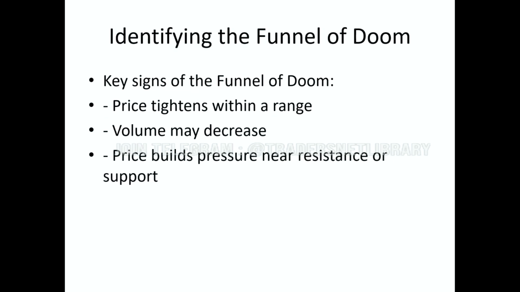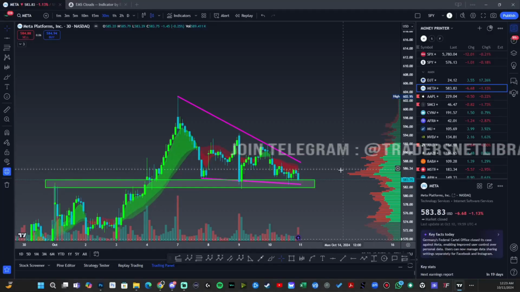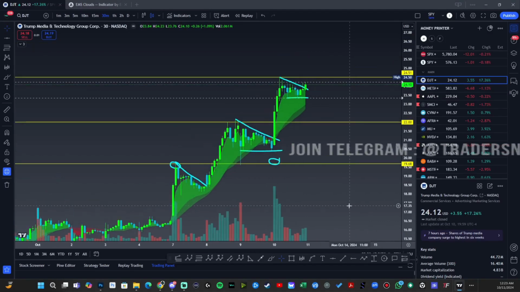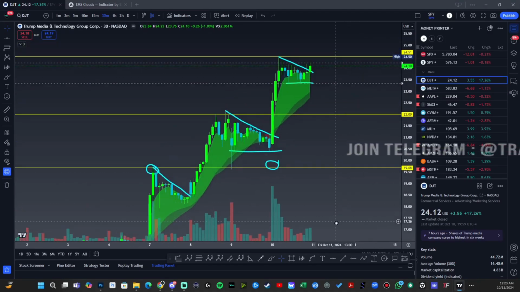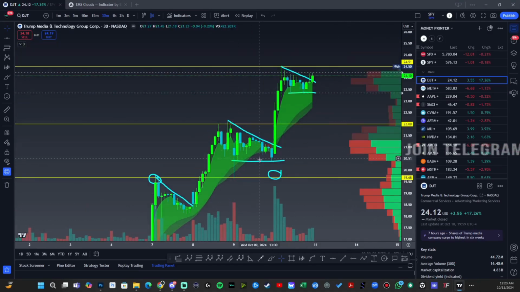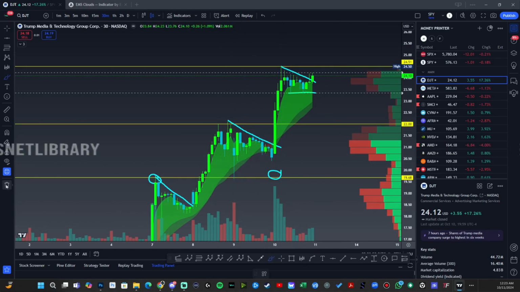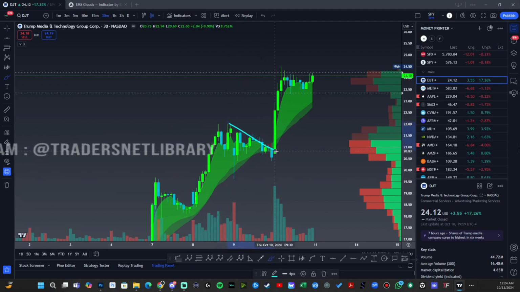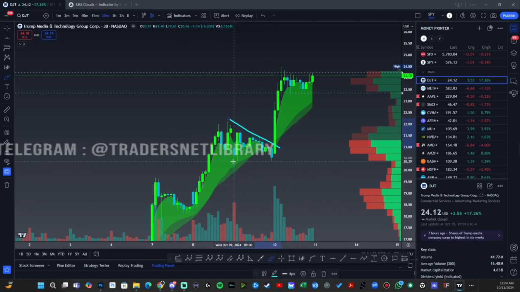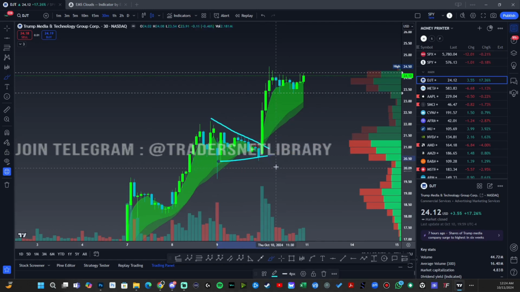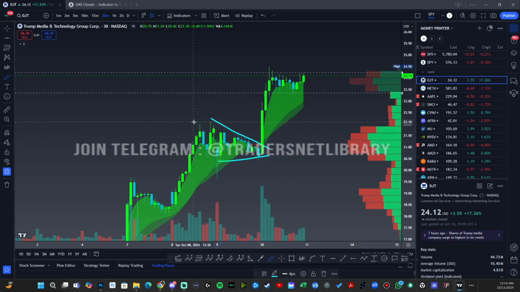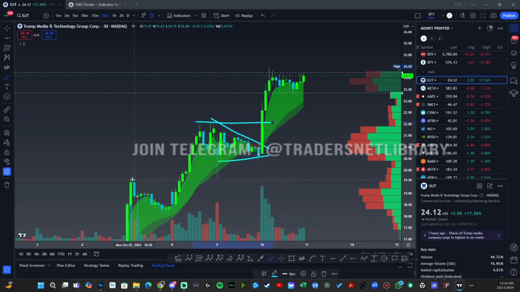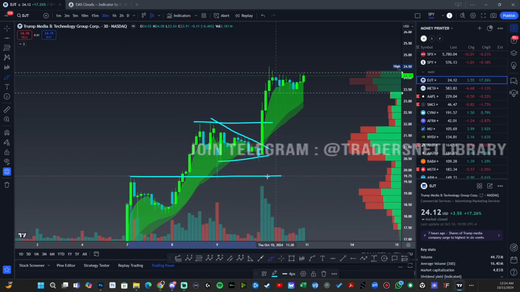Okay, let's go over an example before we continue here. A perfect example is DJT. We have the lower highs, higher lows. Let me delete the chart and redo it so you guys can see. Lower highs, and we have these higher lows here, and it's building pressure underneath this resistance and over this previous resistance here, right?